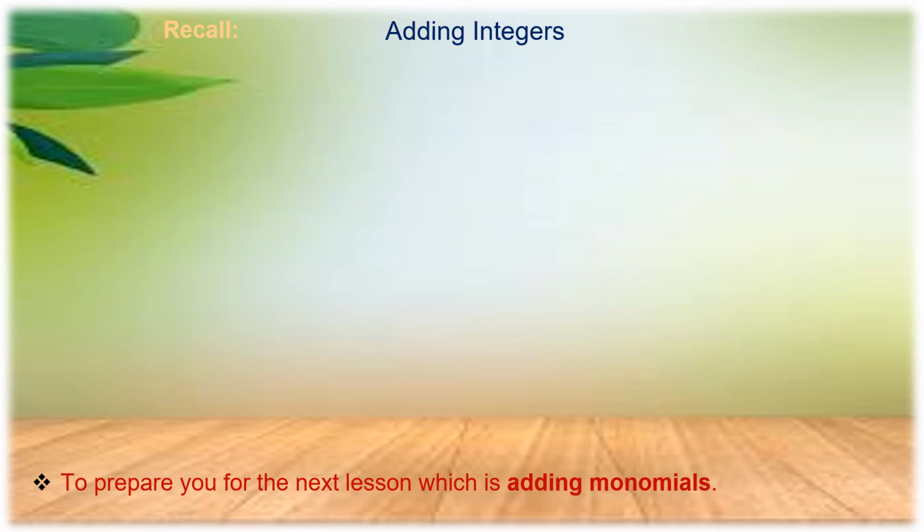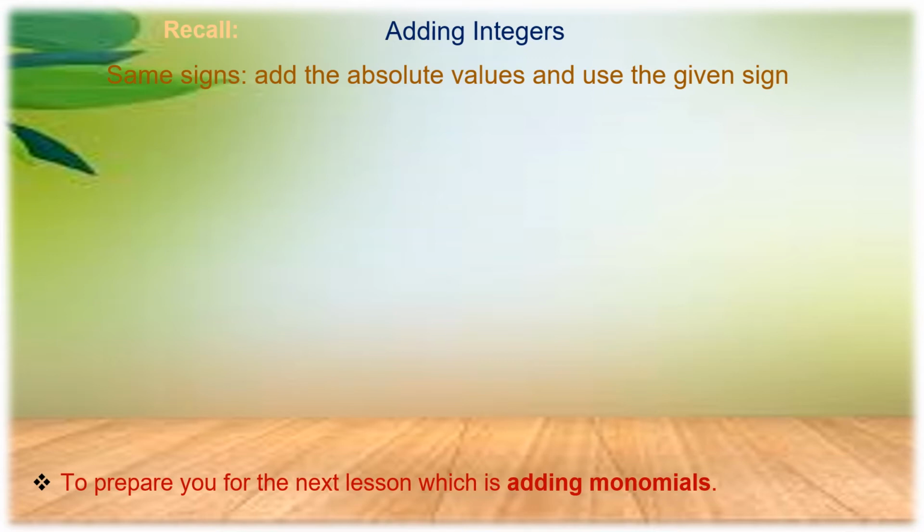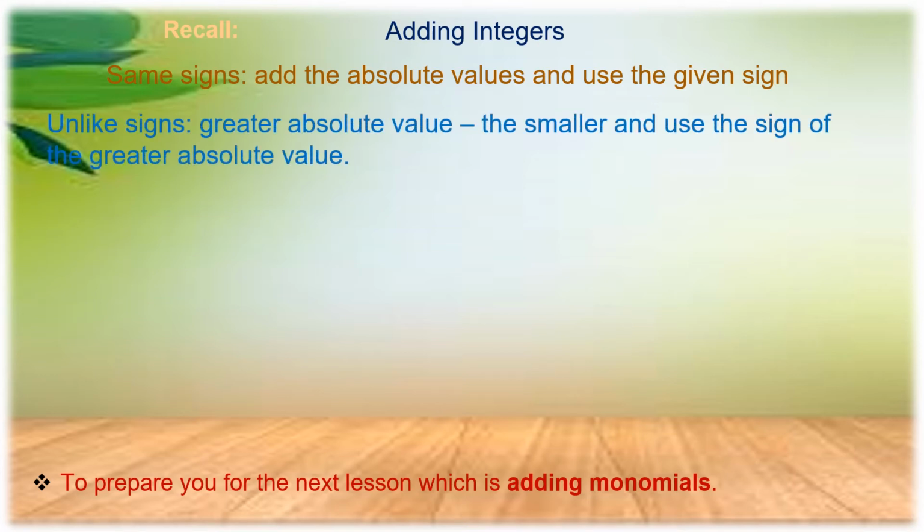Now we are ready to add integers using the absolute value. First, we are going to follow 2 rules under using the absolute value. The first rule is same signs. We need to add the absolute values and use the given sign. The other one is, unlike signs, greater absolute value minus the smaller and use the sign of the greater absolute value. So let us have some examples.